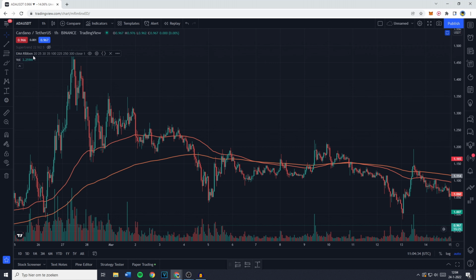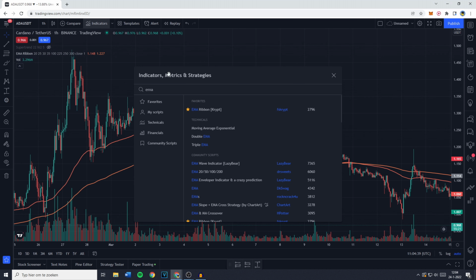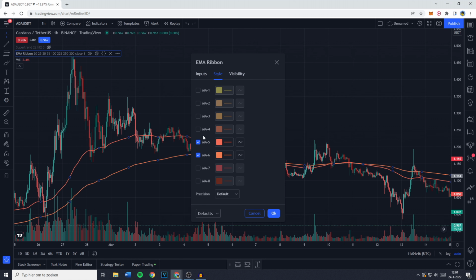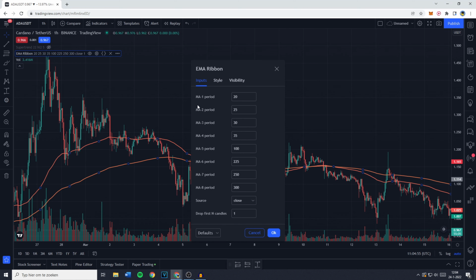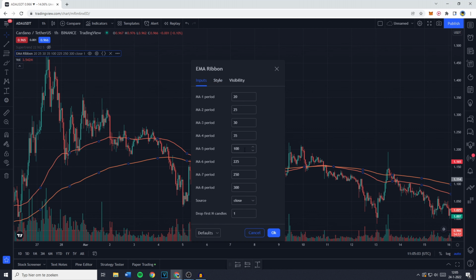Now if you're not sure how to install the EMA, you just want to go over to indicators and search for EMA, and I myself always use the EMA ribbon crypt. The reason for that is because you can use a lot of EMAs and you can also enable and disable all of them. And if you want to change the data, just go over to inputs and go over to the two EMAs you have still visible, so you want to deselect all of the other ones. And then just change it to 100 and 225.